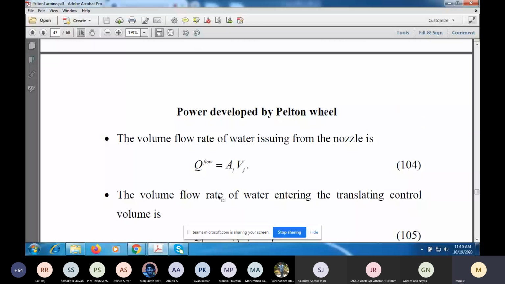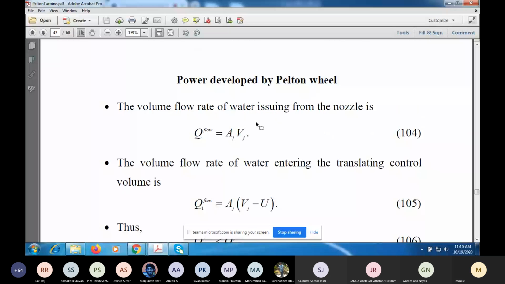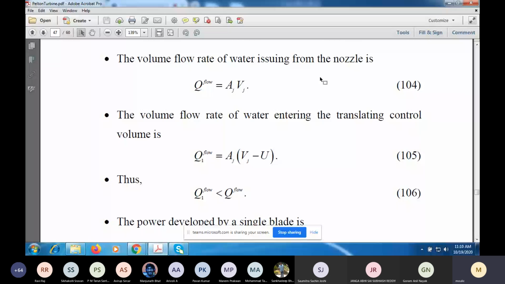Now, we were looking at the power developed by the wheel. So we noted that the volume flow rate of water issuing from the nozzle is the jet area, which we are calling A subscript J. So capital A stands for area, subscript J for jet, and V is the absolute velocity as seen by an observer on the ground. Subscript J denotes the jet velocity.